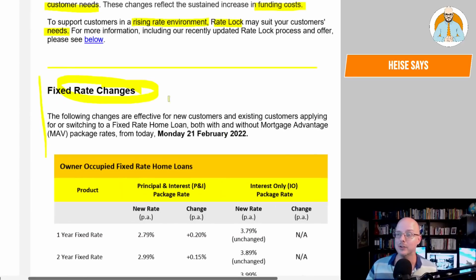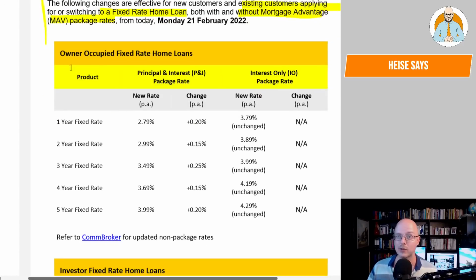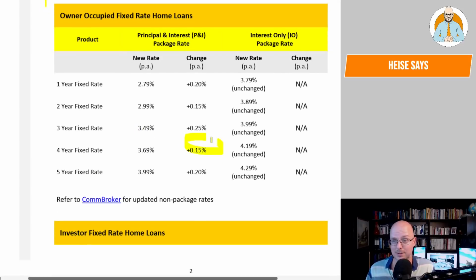So fixed rate changes. The following changes are effective for new customers and existing customers applying for or switching to a fixed rate home loan, both with and without mortgage advantage package rates from today. So we can see here the 1 year fixed rate, this is owner occupied. So principal and interest is up to 2.7. Interest only is 3.79, which is unchanged. 2 year fixed, 2.99, up 0.15. 3 year, up 0.25 to 3.49. 4 years, up 15 basis points to 3.69. 5 years, up 20 basis points to 3.99.